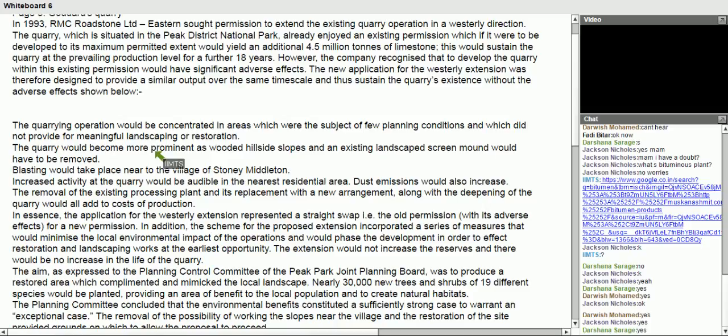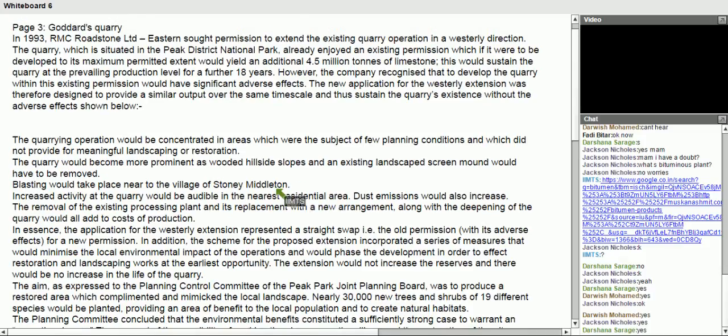Otherwise, no. The quarry would become more prominent as wooded hillstone slopes and existing landscaped screen mound would have to be removed. Blasting would take place near to the village of Stony Middleton. Increased activity at the quarry would be audible in the nearest residential area. So they might have ceased operations as far as this quarry is concerned, and taken it somewhere else because these were the ill effects.